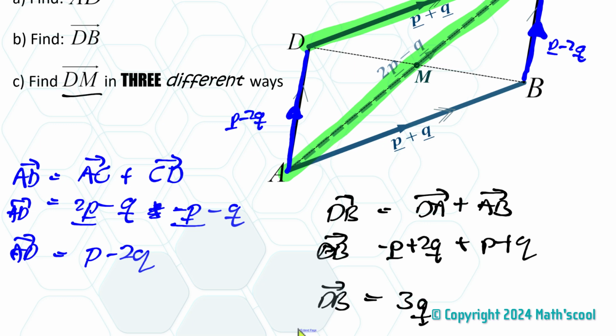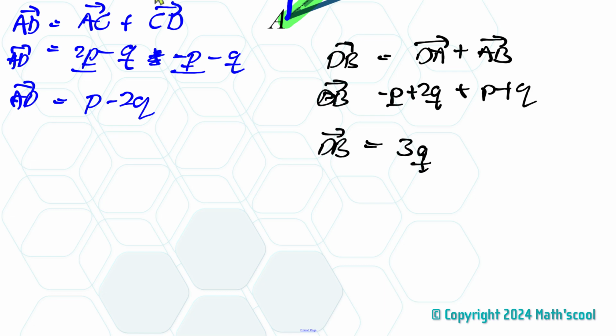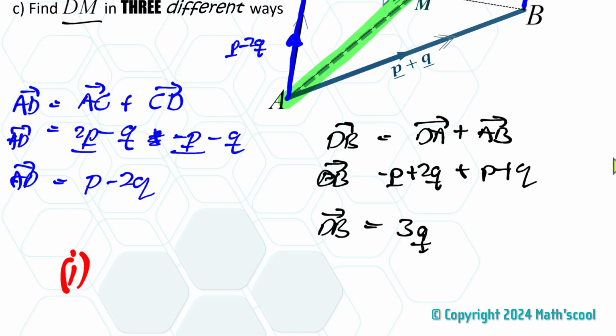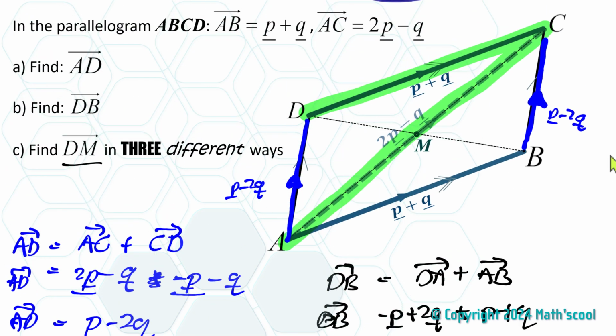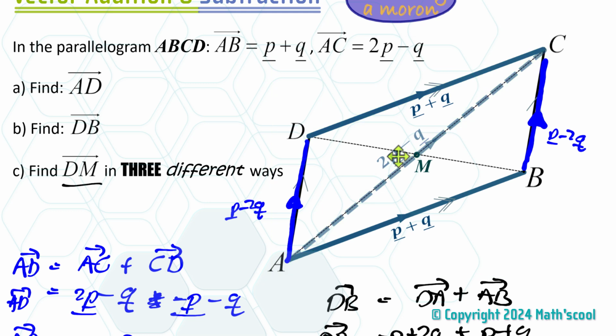So my first method is going to be D to M equals a half of D to B. So that's just a half of 3q, which is 3 over 2 q. So there's my first method for D to M. Okay, my second method to get from D to M is I'm going to go this way here, and then half of A to C.